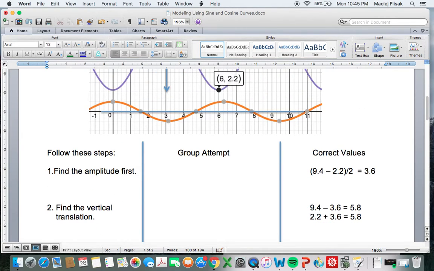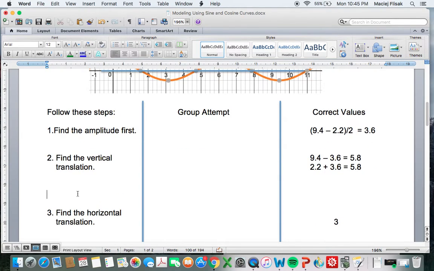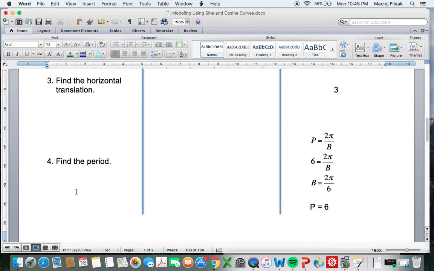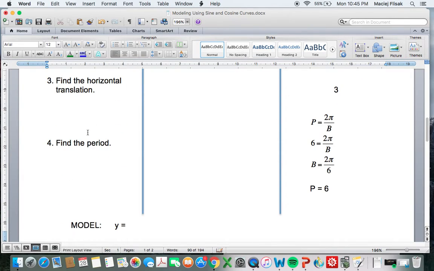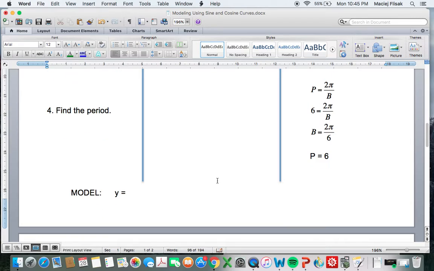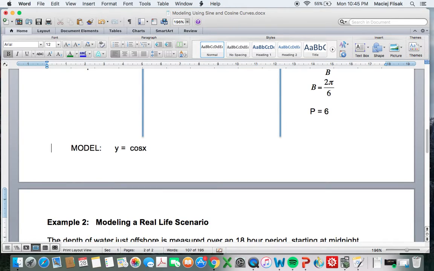Go like that, go like that. Hopefully now I have some space. Okay, model, great. So now using all that information, we should be able to write the model, right? So the regular one is cosine of x, but we need to apply all the things we've done to that curve. So let's think about all the things we've done.